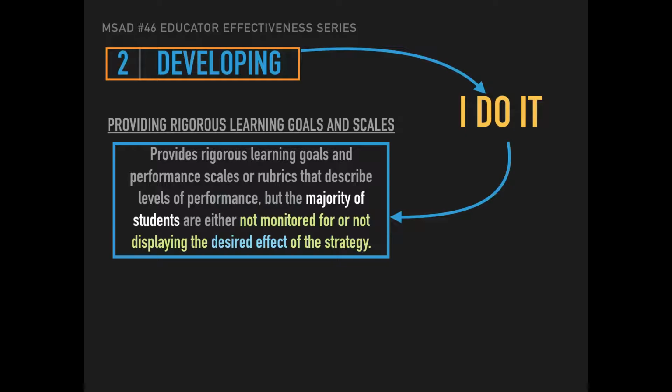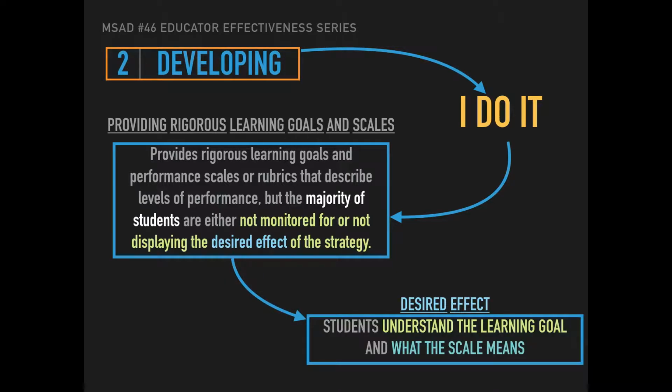However, there's another little layer here. The majority of students are either not monitored for or not displaying the desired effect of the strategy, because the strategy has a desired effect. Well, what is the desired effect of this strategy? And it's that students understand the learning goal and what the scale means. All of this information of what the scale level means and the desired effect is in the self-assessment, in each element that you go through and you evaluate yourself on, you assess yourself on. So if you were to break it down into simple terms, a 2 is I do it. I just do it. That's what I do.